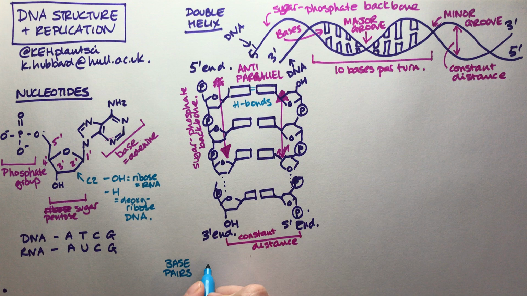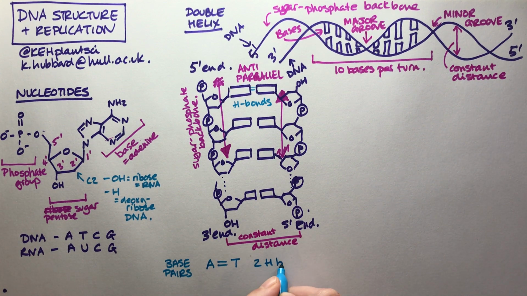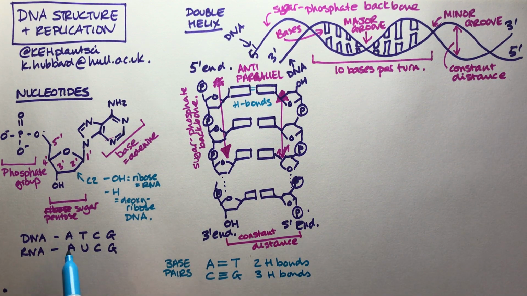are as follows. A will always pair in DNA with T, and it has 2 hydrogen bonds. So 2 bonds can form between the A and the T. C will always pair with G, and there are 3 hydrogen bonds. So the bases can't pair in any way they like. A's have to pair with T's, C's have to pair with G's.